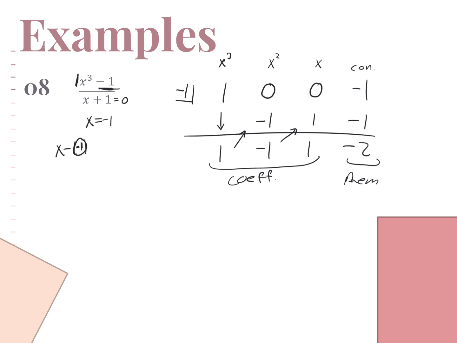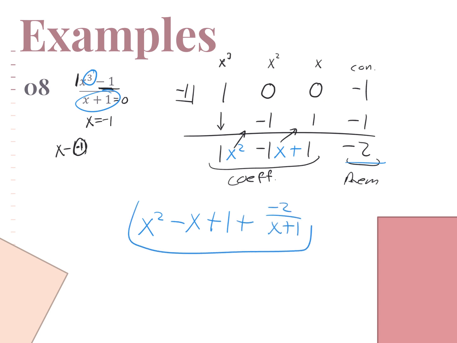All right? So then our answer, again, because I have an x to the third as my highest exponent, this is going to be an x squared minus 1x plus a 1, and then this is going to be your remainder, which is over your divisor, right? So my final answer is going to be x squared minus x plus 1 plus -2 over x plus 1. And then that is your full quotient, all right?